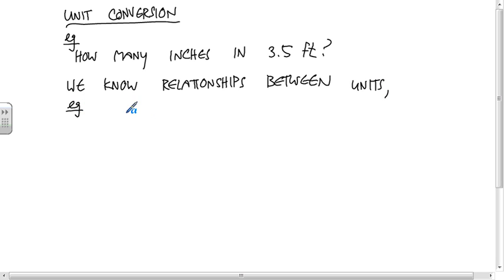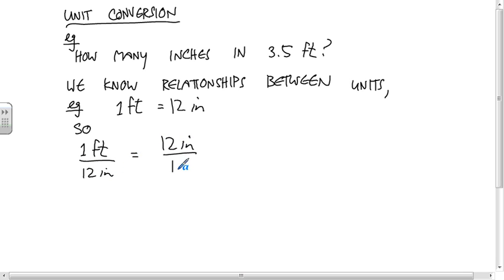For example, we know that 1 foot is equal to 12 inches. Since those two are the same quantity, 1 foot over 12 inches is equal to 12 inches over 1 foot, and it's just equal to 1, right? If you divide something by itself, you get 1.